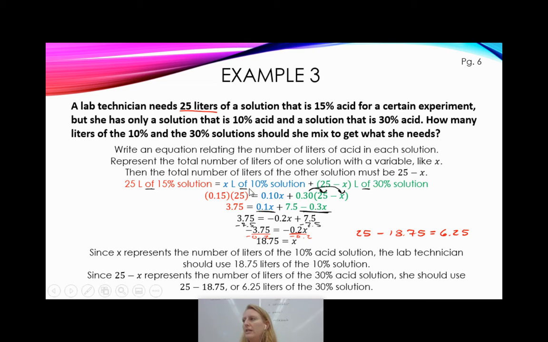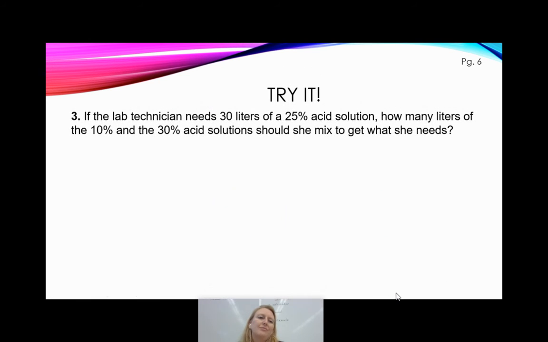So now that you've got the feel for this and this whole set up, carefully work your way through, make sure you answer the question, I want you to try it. Number 3 on page 6, just below the example 3 that we just did, I would like you to work this problem out. We changed it a little bit. If a lab technician needs 30 liters of a 25% acid solution, how many liters of the 10% and the 30% acid solutions should she mix to get what she needs? Go ahead, hit pause to work this out, just very similar to what you did with the last one. Hit pause to work this out. Hit play when you're ready to check your work.